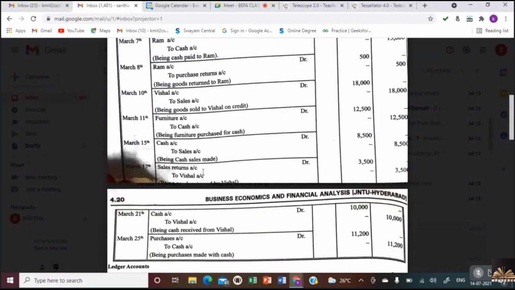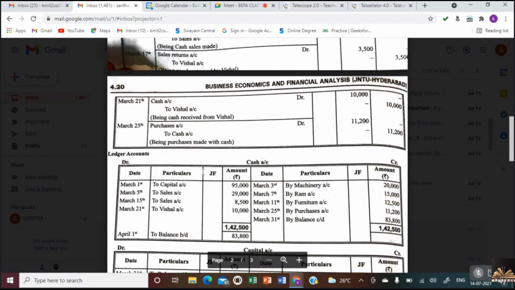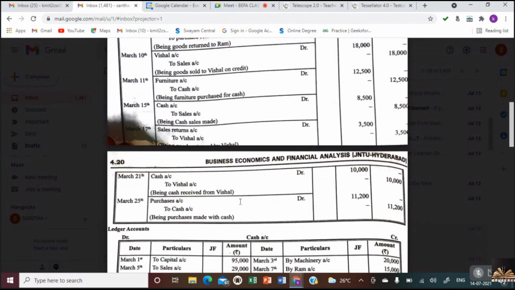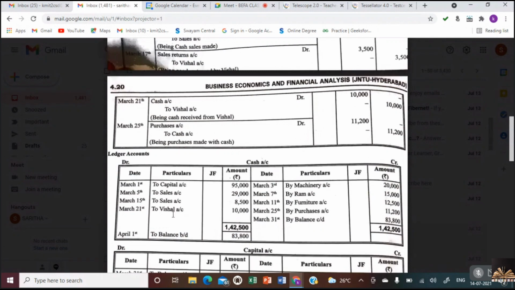What we need to do? Sales we have credited. So here, to sales account 8,500. Now the last one is cash to Vishal 10,000 to Vishal, and purchases to cash. Purchases we have debited here, so we have to credit here by 11,200.